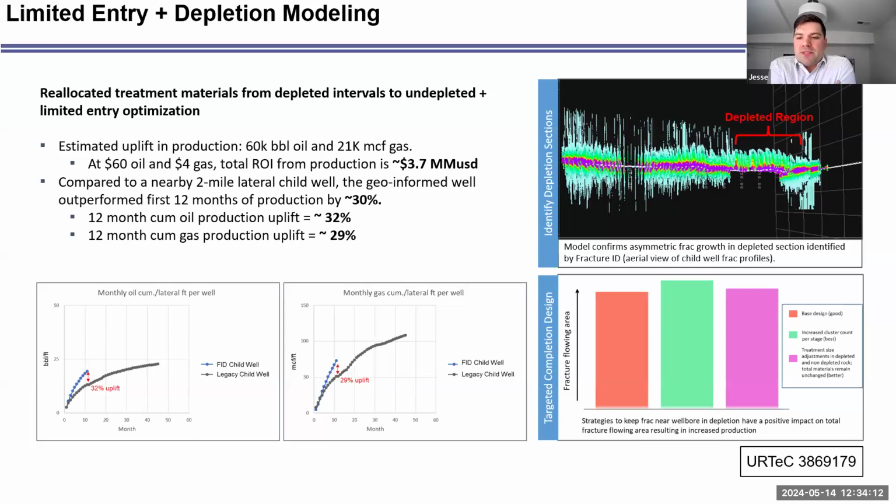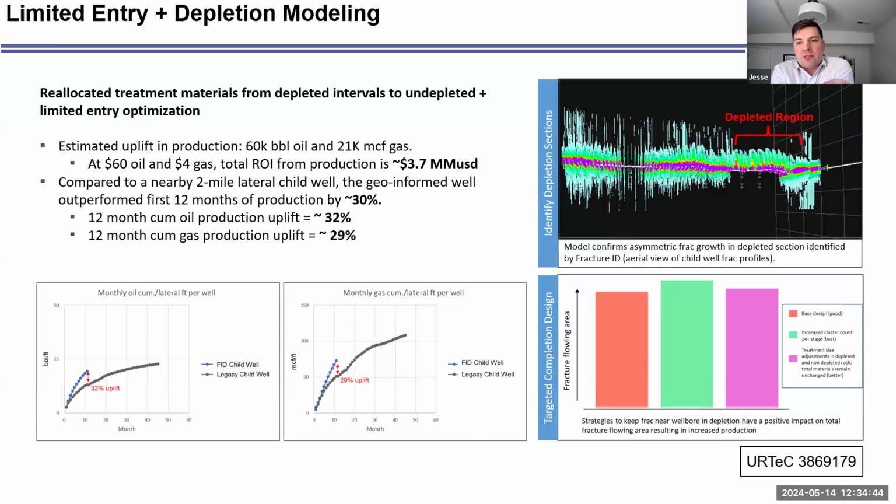And they had different scenarios. So if you look in the bottom right, there was the orange scenario. That was the base design. So just geometric completions, everything as they usually do. And then there was a maybe more aggressive strategy in green, increasing the cluster count per stage. And I think adjusting the treatment sizes based on the depletion.